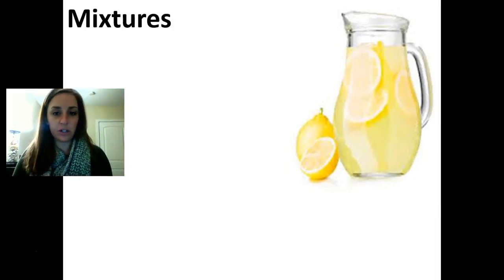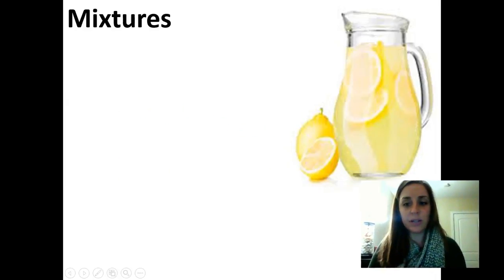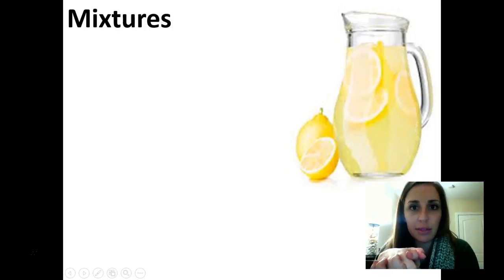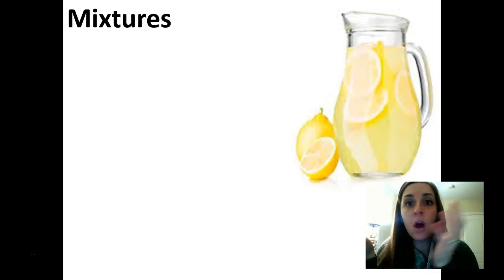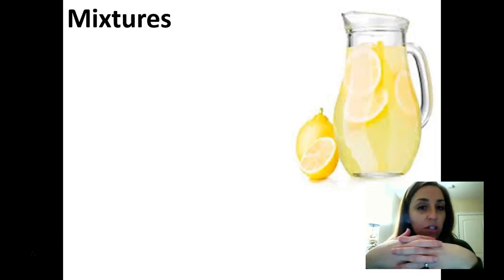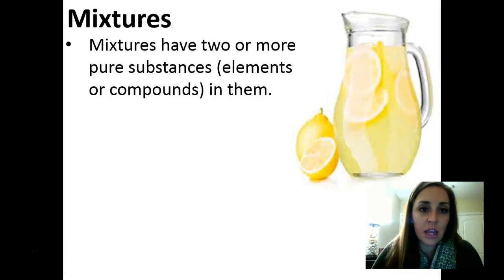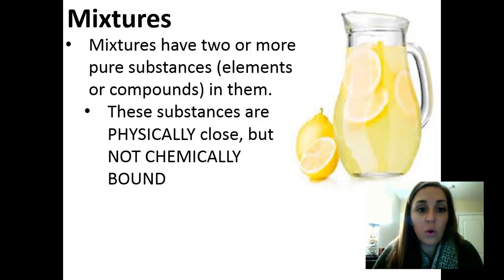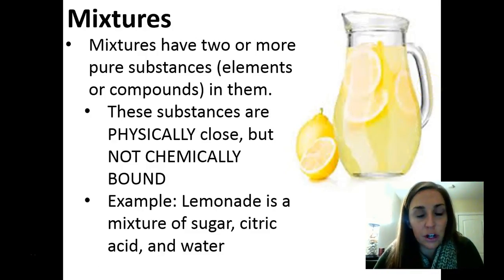So versus mixtures. So mixtures are going to be pure substances put together. So a pure substance would be an element or a compound. Mixtures is just having them hang out in the same area. So mixtures have 2 or more pure substances, which are elements or compounds, within them. So these substances are physically close, but they're not chemically bound together. And as you can see, I have a lovely, refreshing lemonade on the screen here. Why? Because lemonade is a mixture.